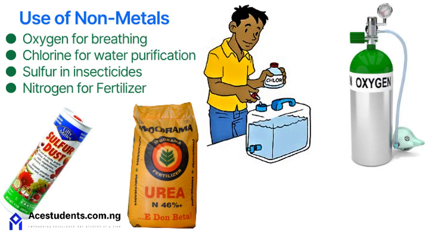Non-metals also have important uses. Oxygen is essential for respiration. Chlorine is used to purify water. Sulfur is used in making insecticides. Nitrogen is essential in making fertilizer.